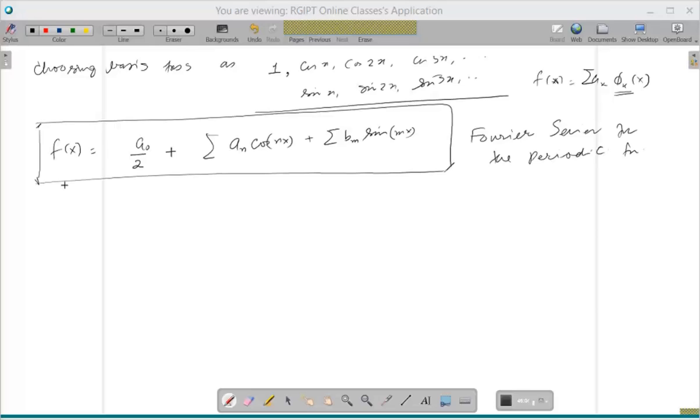Okay, and so it tells me that f(x) can be expanded like this, and these coefficients can be found out. First, let's find out the a0 value. What is the a0 value? Well, if you integrate f(x) dx from minus pi to pi, what is going to happen? So you do that term by term.